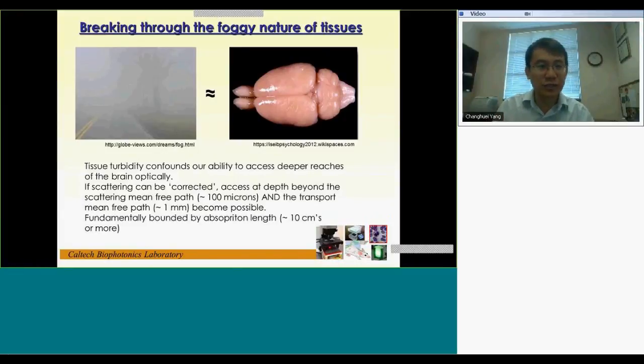We have demonstrated that, for a piece of tissue, you can use the kind of strategy we're talking about to access a depth that's beyond the scattering mean-free path, which is typically about 100 microns, and beyond the transport mean-free path, which is typically on the order of a millimeter. Fundamentally, this method is bounded in its depth penetration by the absorption characteristic length of the tissue, which typically ranges on the order of tens of centimeters.